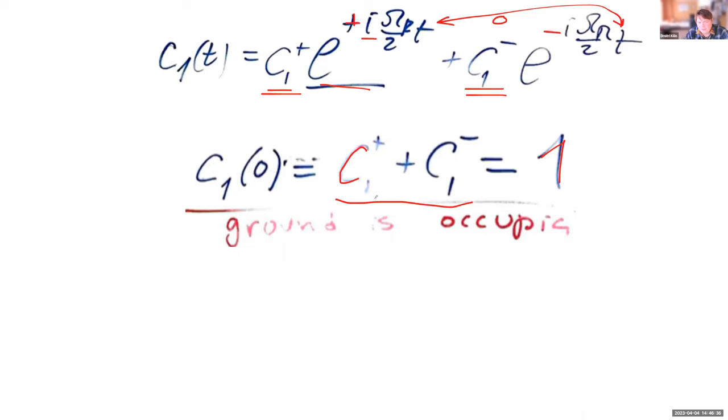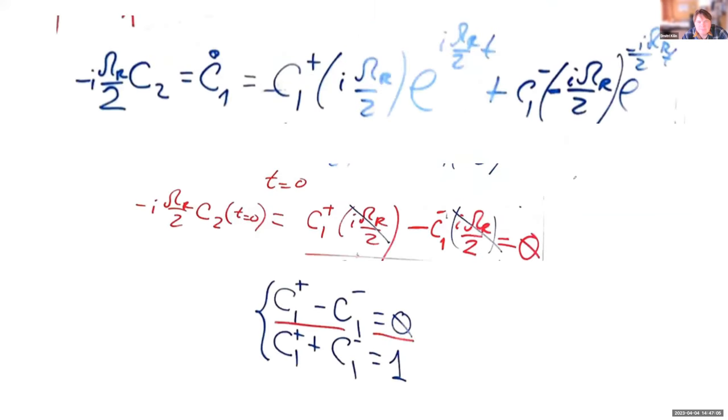to find both C1 and C2. We have C plus and C minus. We have two unknown coefficients and one equation. So we need one more equation derived from the initial conditions to get certainty, to solve this initial condition problem.